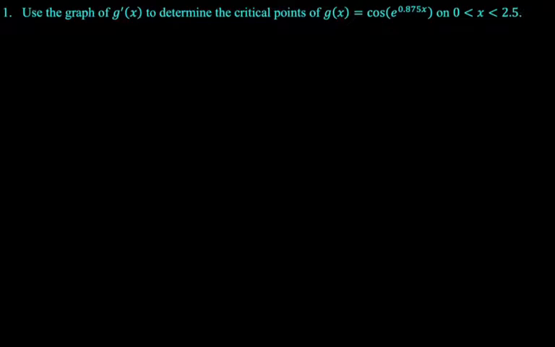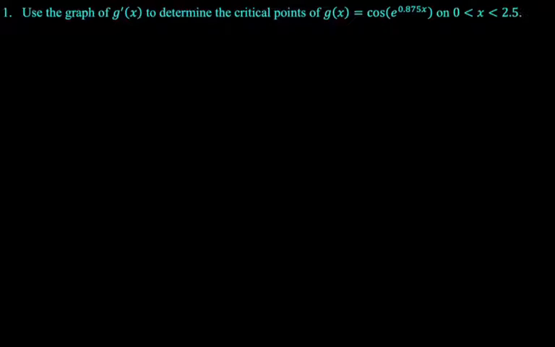Use the graph of G prime. So this confused me when I first read it because I was like, where's the graph? But we have to create the graph. This is basically a calculator question. In fact, this whole problem set is basically a calculator. Use the graph of G prime to determine the critical points of G of x equals cosine of e to the 0.875x on the interval from 0 to 2.5. So that's what I'm going to try to do.